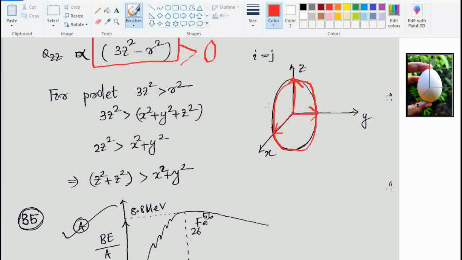Now if in the question it is mentioned that the electric quadrupole moment of the nucleus is negative, then in that case the shape will be oblate, and the shape of the oblate is like this. For simplicity, imagine that it is not an oblate, it is an omelette, like this, as I have mentioned in the picture. You see.